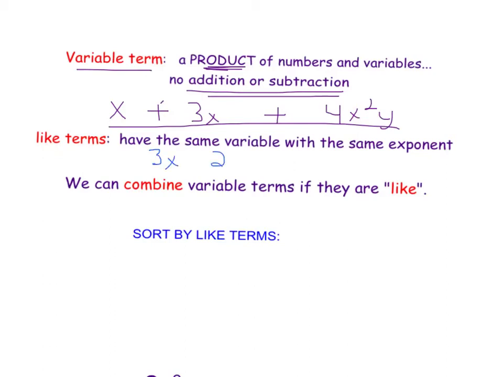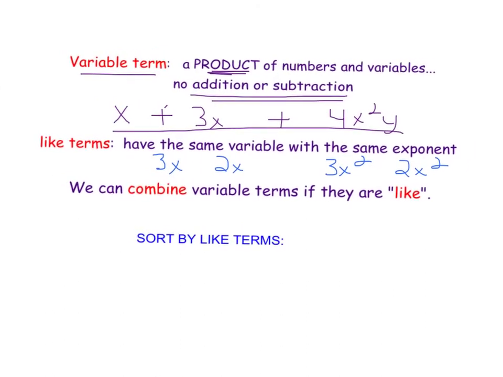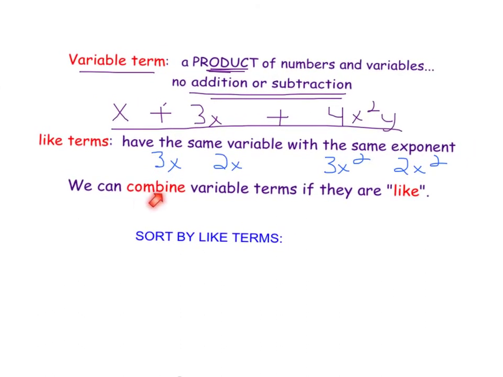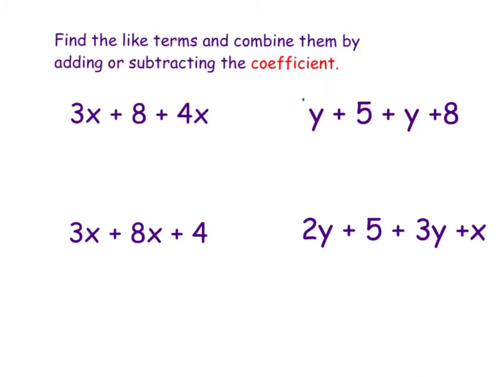3x and 2x are like terms because they have the variable x with the exponent of 1. 3x squared and 2x squared. So we can combine them if they have like terms. These two are like because they have x's, so we can combine them by looking at their coefficients. So let's practice with 4 examples.